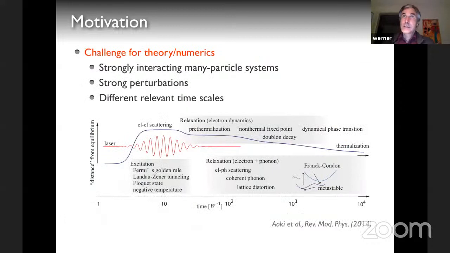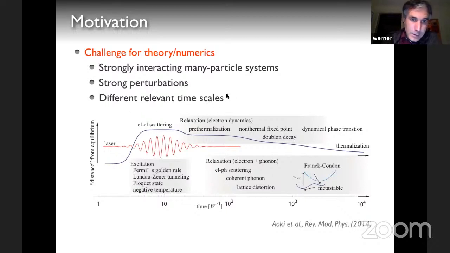Now, obviously, these experiments raise many interesting questions from the theory point of view. And so let me briefly summarize what are the challenges from the point of view of theory and numerics. One big challenge is that we are dealing with strongly interacting many particle systems, which are already difficult to treat in equilibrium. Second, we have to deal with strong perturbations. So the laser pulses which are applied to these systems are strong, so we have to describe these perturbed systems much beyond the linear response regime.